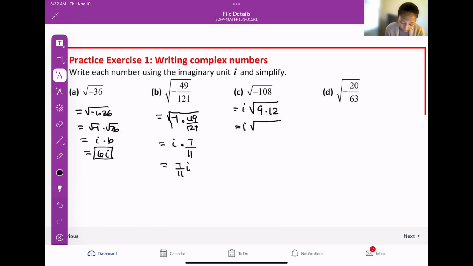So this is the square root of 9 times 4 times 3. All right. We already have our i on the outside. The square root of 9 is 3. The square root of 4 is 2. And then we're left with the square root of 3. So we need to combine that i times 3 times 2. That's 6i times the square root of 3.